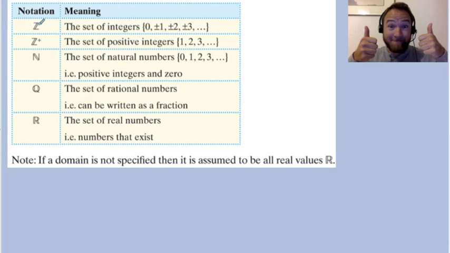Okay, important to note, we do need the notation sometimes with functions. So just to see this again, remember the Z is our integers. The Z with a plus, we might not have seen that before, is just our positive integers. Natural numbers from 0 and up. Rational numbers can be written as a fraction, and our real numbers. If a domain is not specified, then it's assumed all real values. If you don't get a domain, it assumes it's everything.